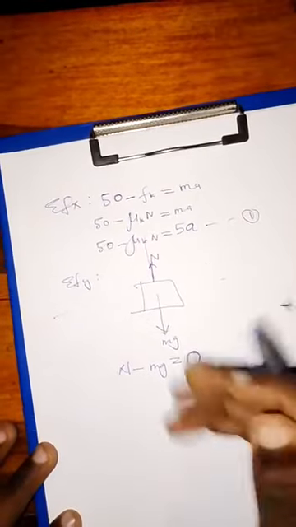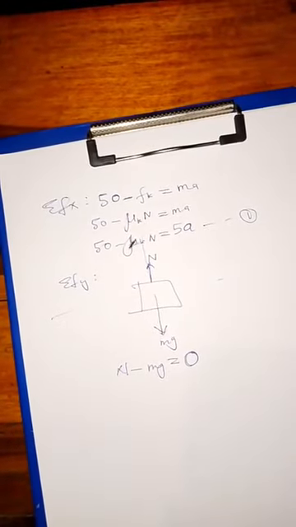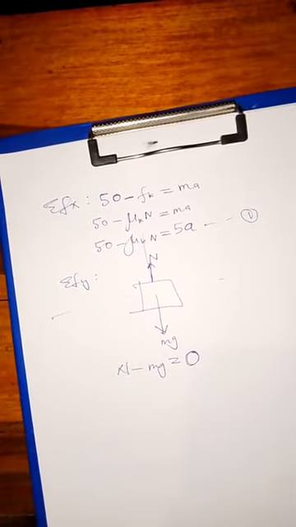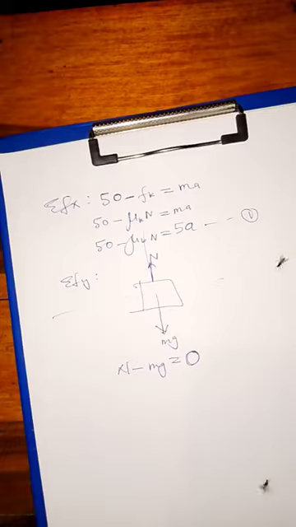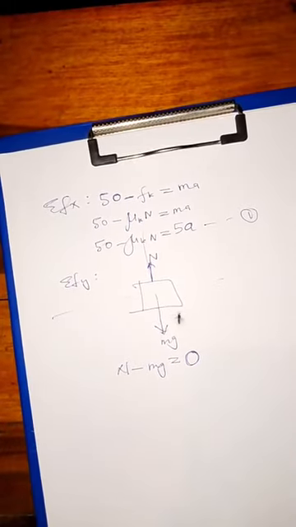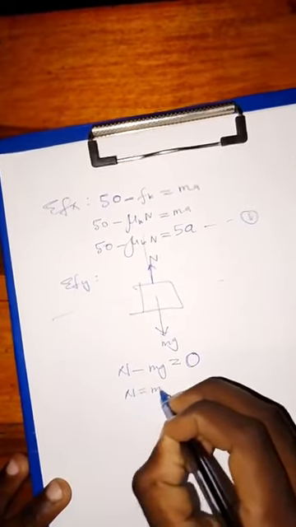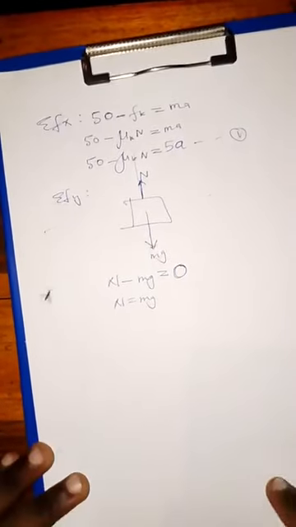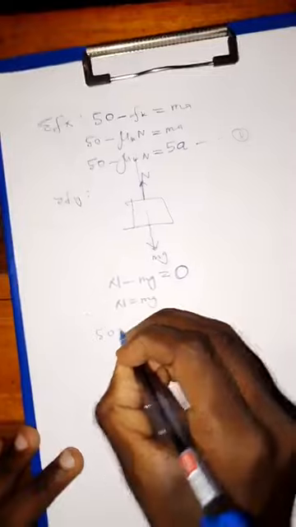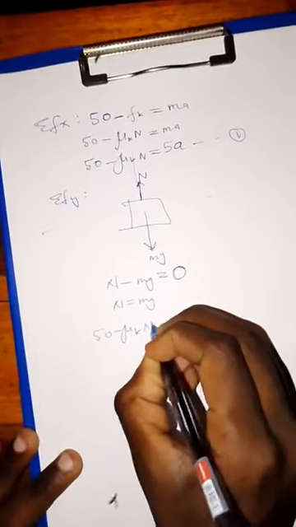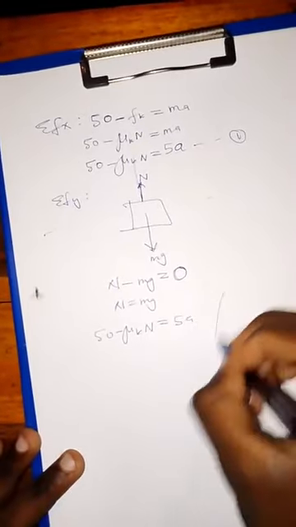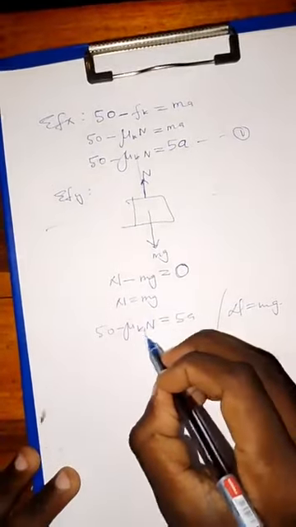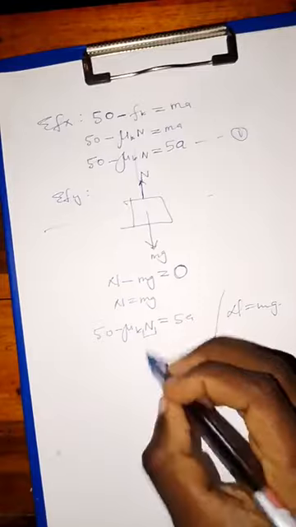0. It won't be equal to mass times acceleration. Okay, it will be equal to mass times acceleration, but because the object is at equilibrium, the acceleration will give us 0, right? So meaning the normal force should be equal to mg actually. Okay. So now let's continue. We have 50 minus mu k n, which will be equal to 5a, and in the y you have n, which is equal to mg.